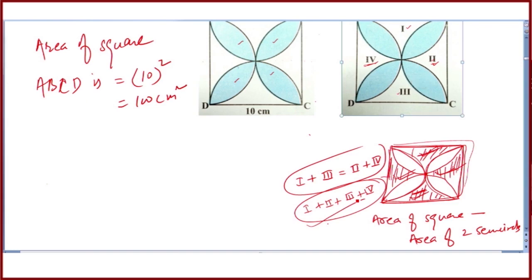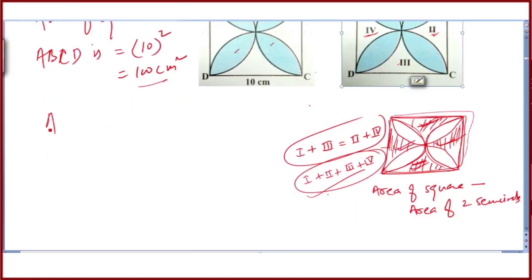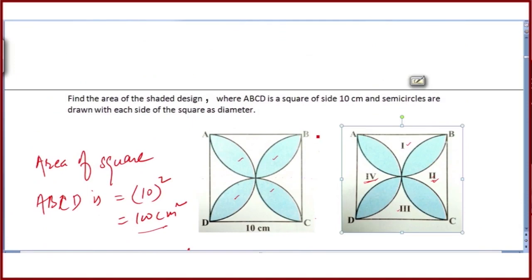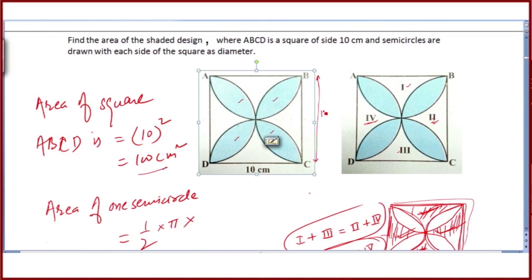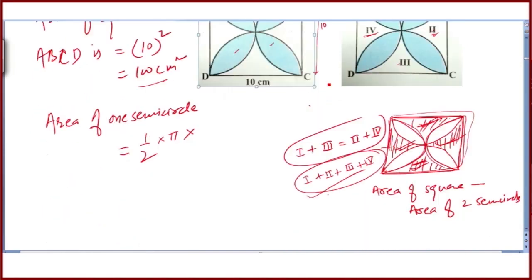Okay. Once I have got these 4 areas, I will subtract this from the square to get the area of design. So area of square is 100 centimeter square, okay, and area of one semicircle is equal to half pi r square. What is r? Radius is, this is the diameter, BC is the diameter, and BC is equal to 10. So radius is equal to 5 centimeter. So it is equal to 5 square. This is the area of one semicircle, which is equal to 25 pi by 2.